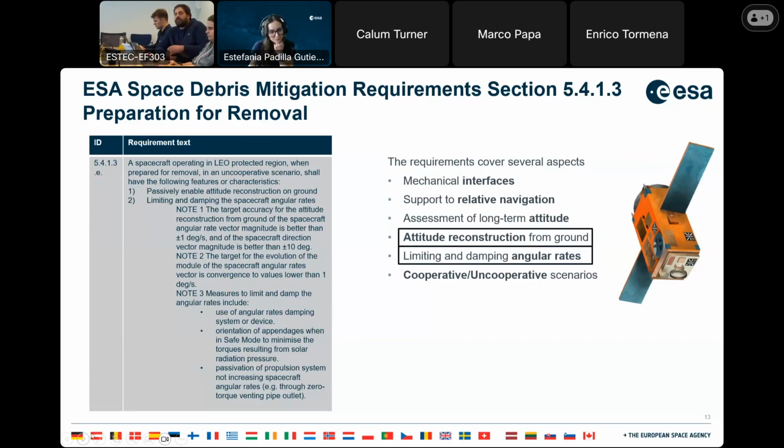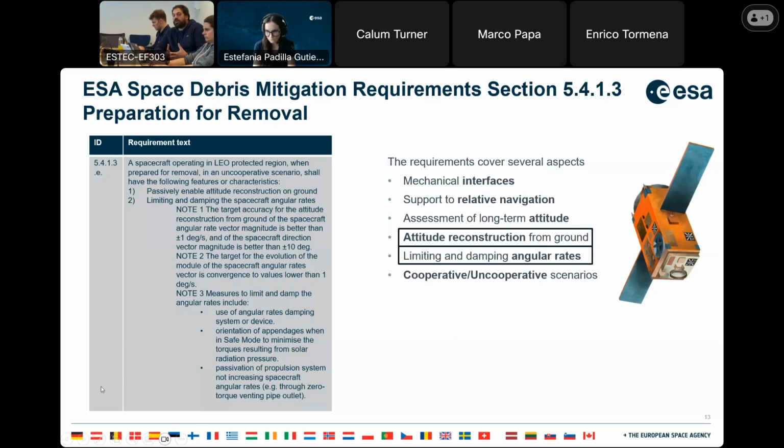For example, one point that needs to be highlighted is all the part related to the passivation of the propulsion subsystem in order to not increase the spacecraft angular rate. So we start to understand there are specific constraints and specific technological challenges to be tackled when talking about a removal operation.